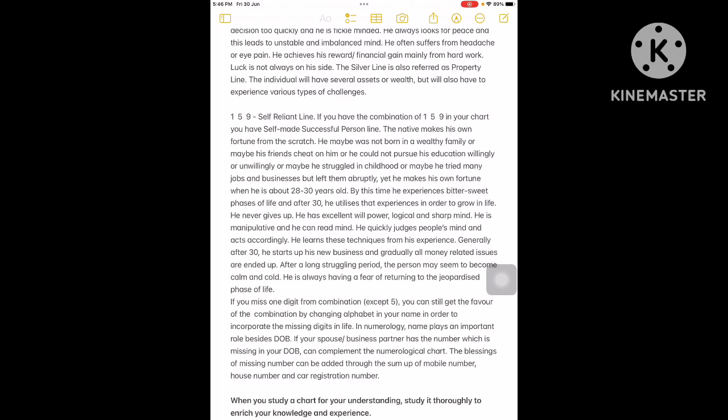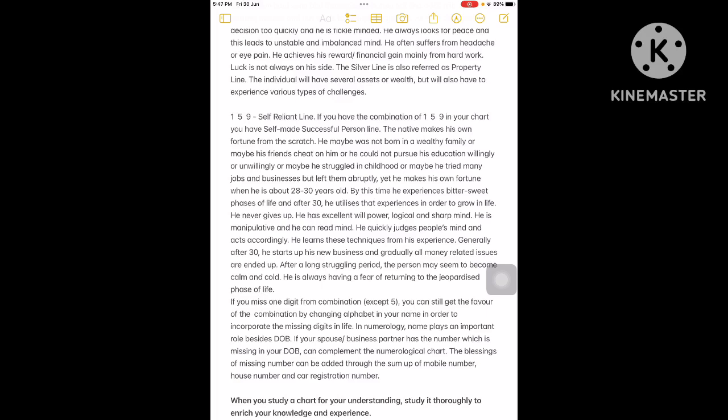He has excellent willpower, a logical and sharp mind. He is manipulative and can read minds. He quickly judges people's minds and acts accordingly. He learns these techniques from his experience. Generally after 30, he starts his new business and gradually all money related issues end. After a long struggling period, the person may become calm and cold. He always has a fear of returning to the jeopardous phase of life. So this is the third line, the willpower line, the self-reliant line.